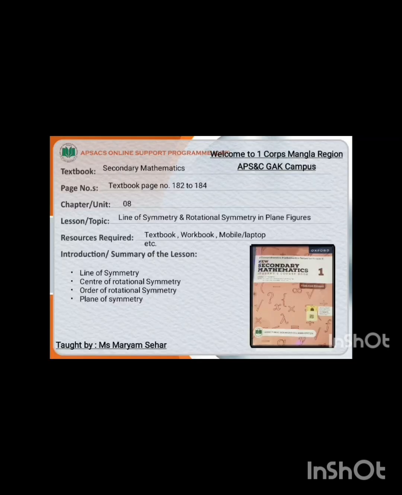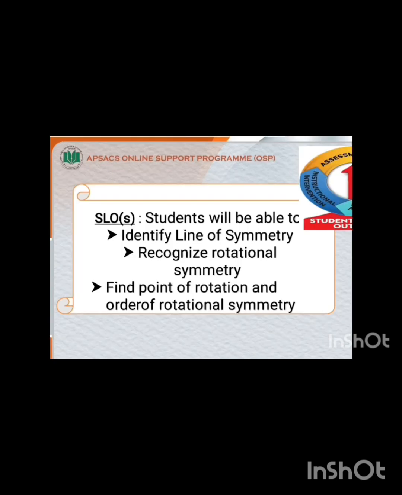Dear students, today we will discuss chapter number 8, lesson 1 and 2. Lesson 1 is about line of symmetry and lesson 2 is about rotational symmetry in plane figures. First, we will discuss the summary of the lesson: line of symmetry, center of rotational symmetry, order of rotational symmetry, and plane of symmetry. After watching this video, you will be able to identify line of symmetry. You can recognize rotational symmetry and find the point of rotation and order of rotational symmetry.